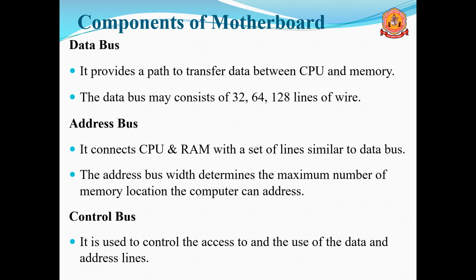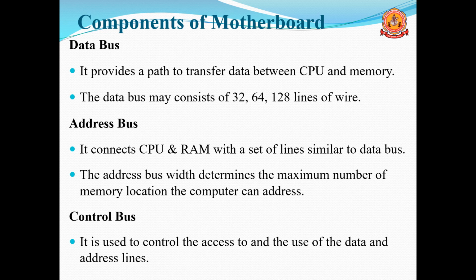The address bus width determines the maximum number of memory locations that the computer can address. For example, if the system is 8-bit, the bus contains 8 lines or 8 wires. If your system is a 32-bit computer, then it contains 32 wires. If your computer is 128-bit, then the bus will have 128 lines of wires.